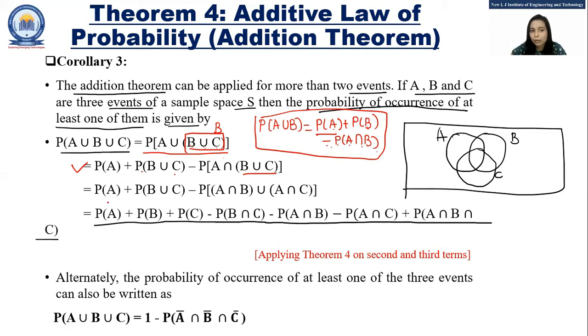Now this P of A as it is plus P of B union C as it is. And now this will be expanded as P of A intersect B union A intersect C.